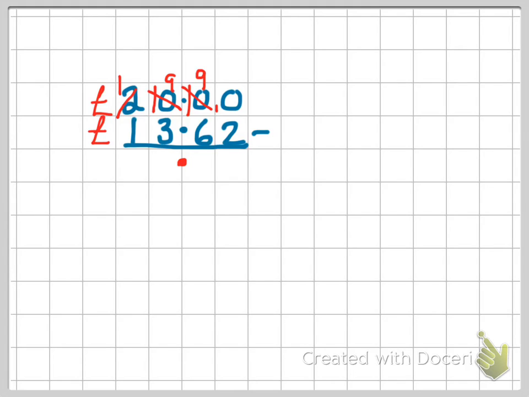So, 10 take away 2 is 8. 9 take away 6 is 3. 9 take away 3 is 6. And 1 take away 1 is 0. So we have £6.38 left.